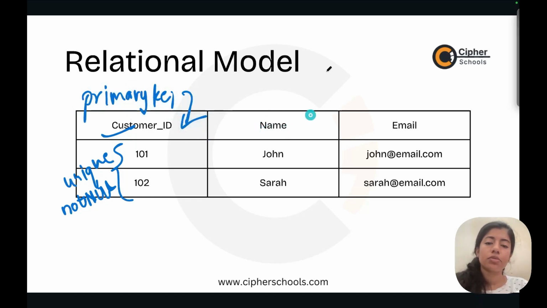Then we have something called name. Now in name we can have duplicates, that's not an issue. So we have some names, John and Sarah. Then we are storing their email IDs. This is the kind of pattern we follow in relational models, where we store data in the form of tables. So keep in mind that in the relational model we store data in the form of tables. Now we'll be discussing one more model in the next video, which is part 2 of this video.